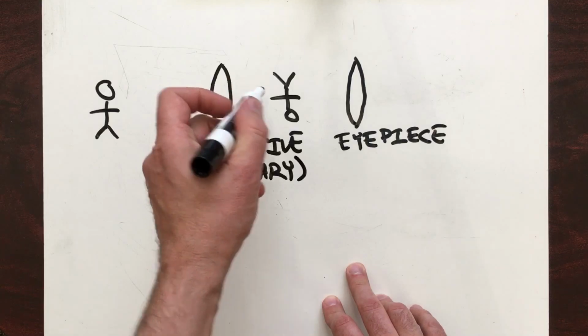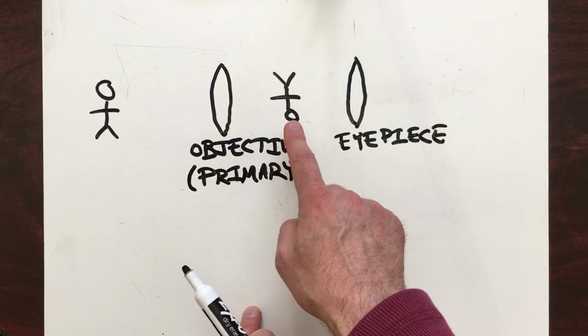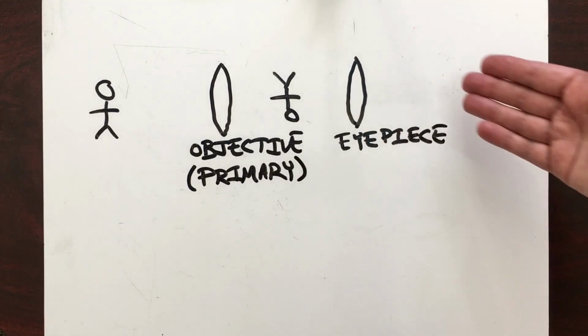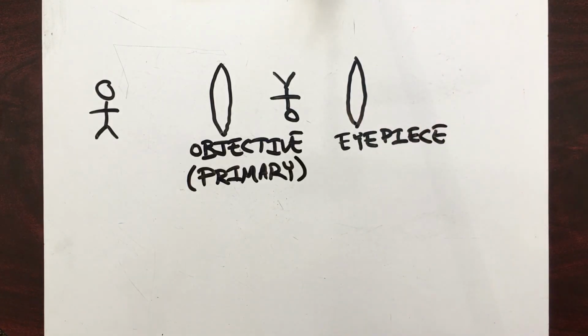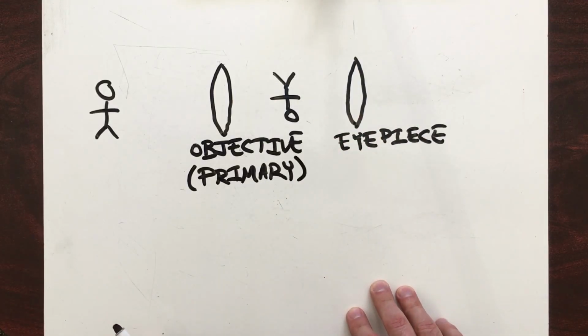And that image is what the eyepiece is looking at. The eyepiece is looking at this real image created by the objective. And then, of course, you have the eye over here looking through the eyepiece to see the final image. This is the image created by the eyepiece.